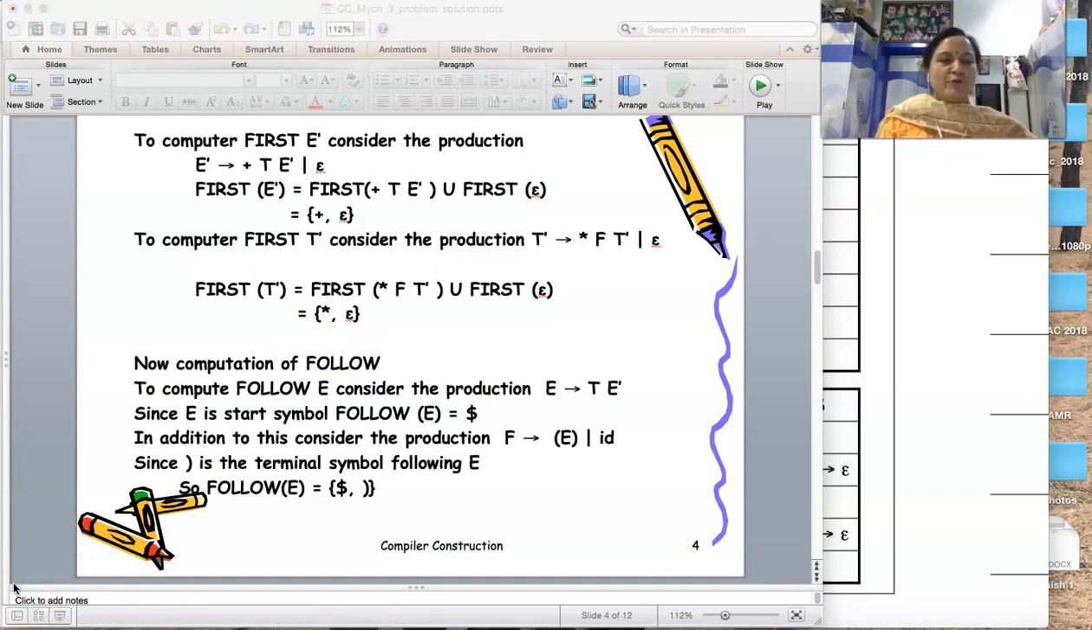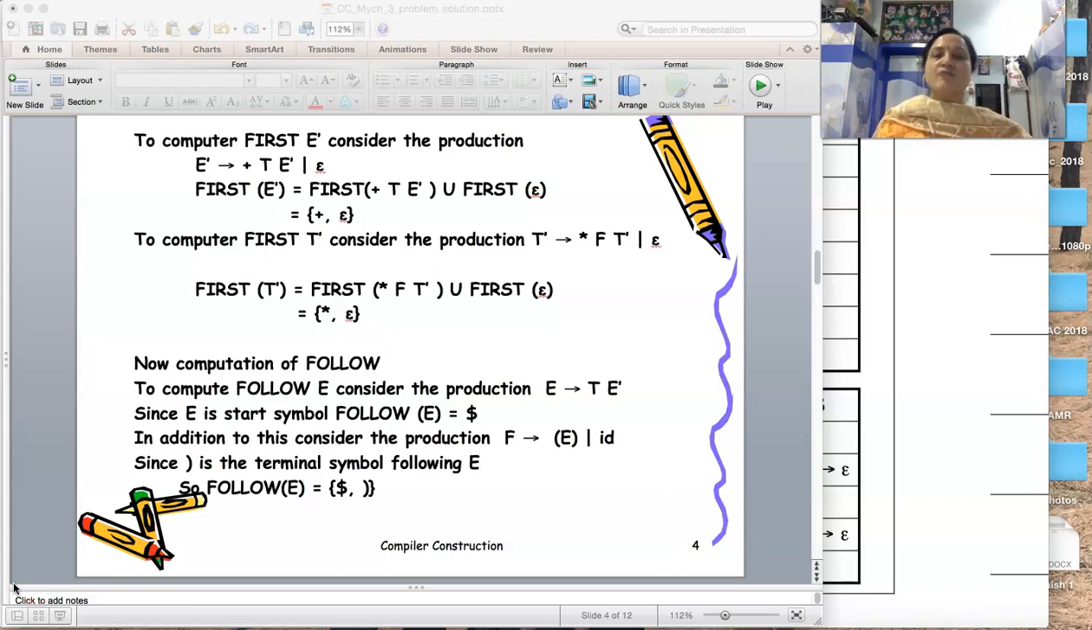So now the computation of follow. To compute follow of E, let us consider the production E tends to T E dash, because E is the start symbol of the grammar. As per rule 1, the follow of E is equal to $. Now in addition to this, consider the production F tends to E enclosed in the bracket or ID. Why take this production? Because we want to calculate follow of E, so we have to take all the productions where E is on the right hand side. In the given grammar, there is only one production, F tends to E enclosed in the bracket, where E is on the right hand side of the production.